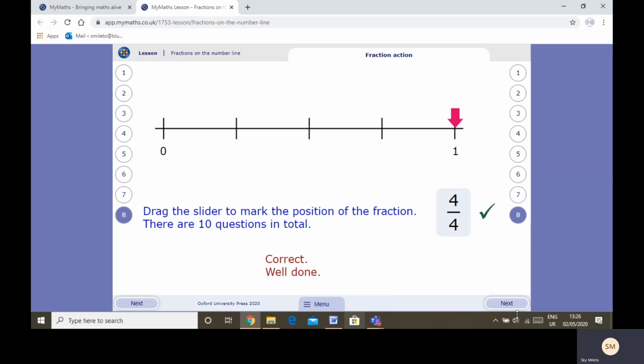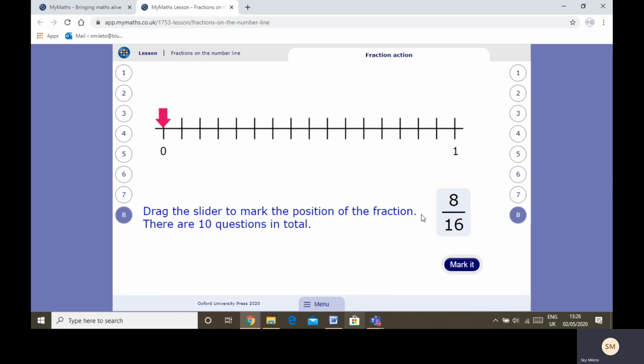I'll do one more. Waiting for it to swap. That's better. Okay, so final one, 8/16. Now I already actually recognise that 16 is double 8, and therefore I know that this must show half. But you might not have noticed that, so what you should do is count up 1, 2, 3, 4, 5, 6, 7, 8. Now you can actually see that that's half, but don't worry if you didn't see that. All you needed to do was count up the number line.